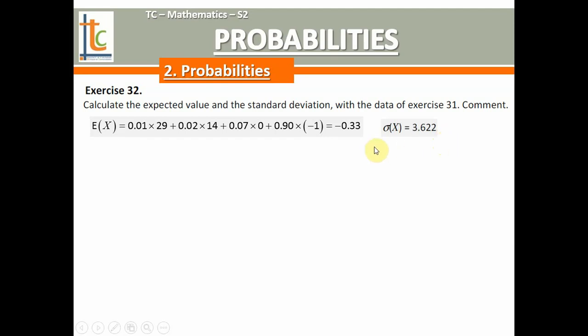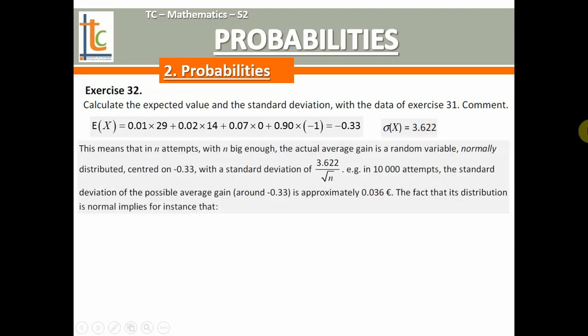So I hope you understood well the meaning of the first one. The meaning of the second one has to be explained again. Okay, on average, the possible variation of your gain from one game to the other, to the following, is plus or minus 3.6 euros.